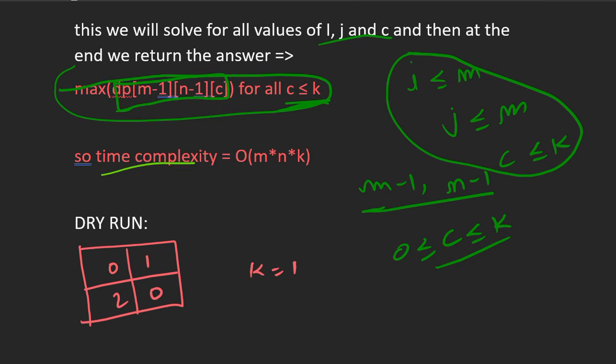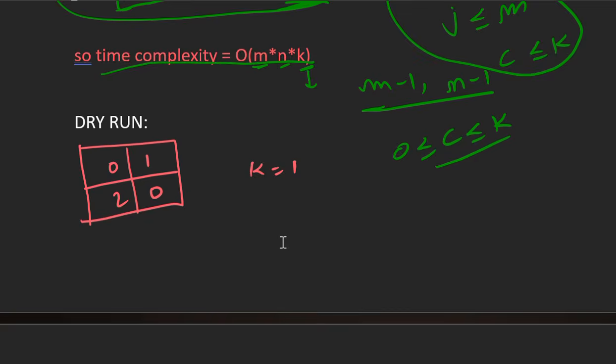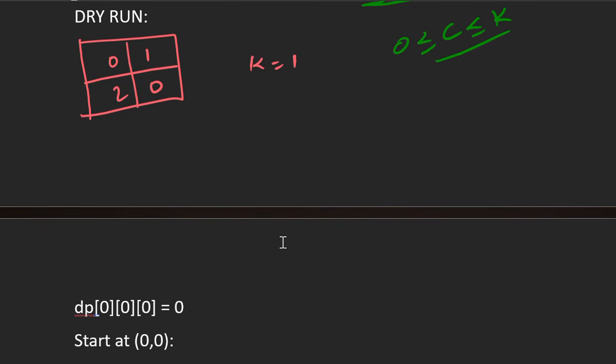So the time complexity of this approach is big O of m into n into k, where m is the number of rows, n is the number of columns, and k is the total cost that is allowed to us. So let's try to understand this with the help of an example. We have taken the grid as 0 1 2 0 and k is equal to 1.